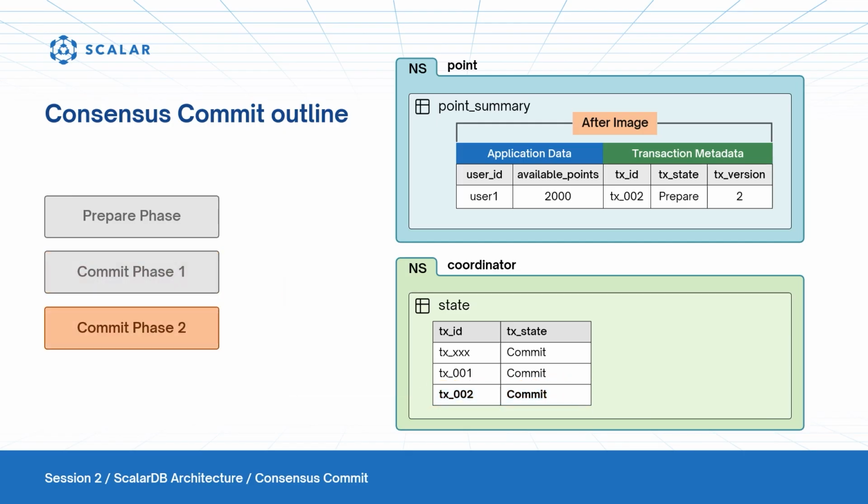Finally is commit phase 2. The status of the records written in prepared state is updated to the committed state and the transaction is completed.